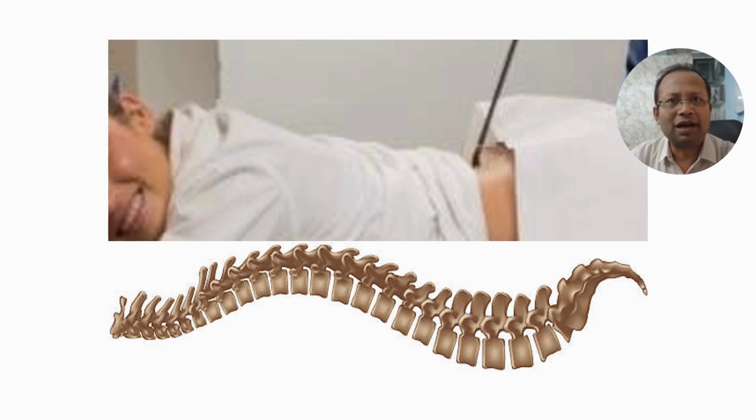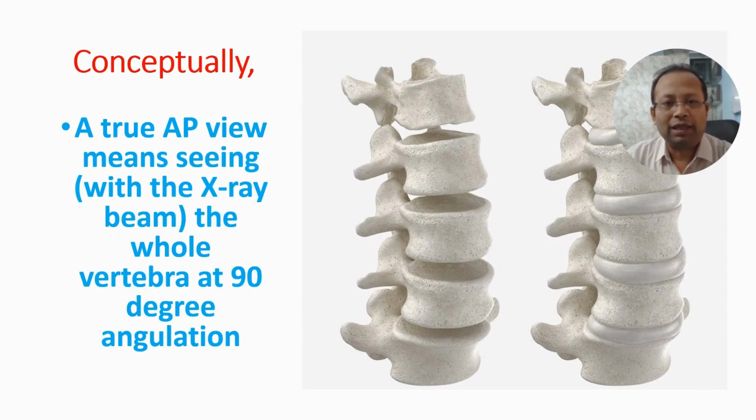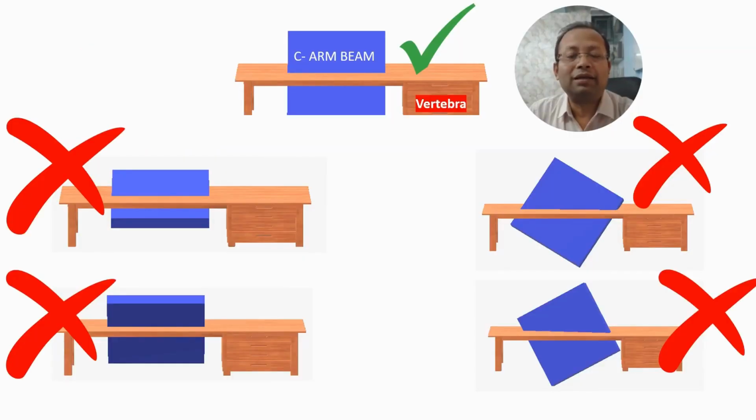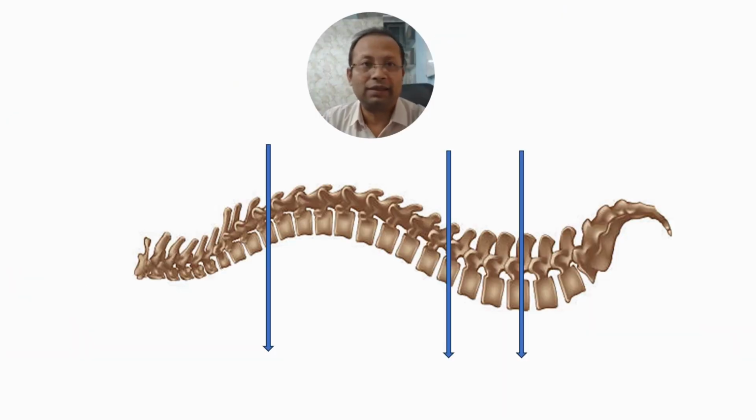First, you imagine the curvature of the spine in the patient's body in this patient position. Conceptually, a true AP view means seeing the whole vertebra at 90-degree angulation. Here seeing means with the X-ray beam. Here the blue color represents the C-arm beam and the disc represents the vertebral body. So you can see the beam falls at 90-degree angulation, that is acceptable. It should not be tilted either cranially or caudally or side to side.